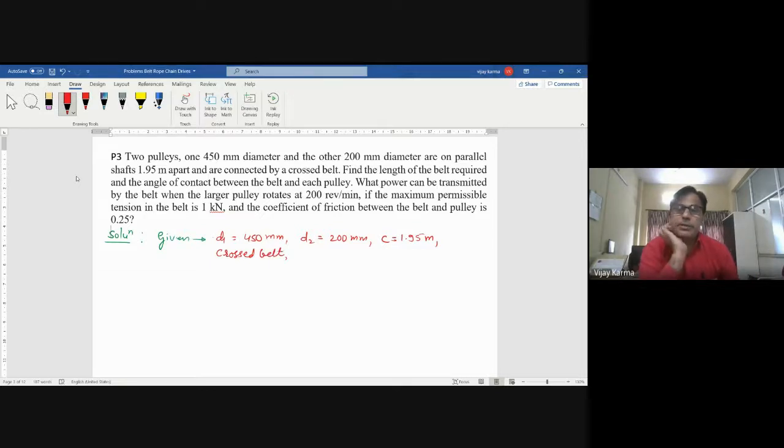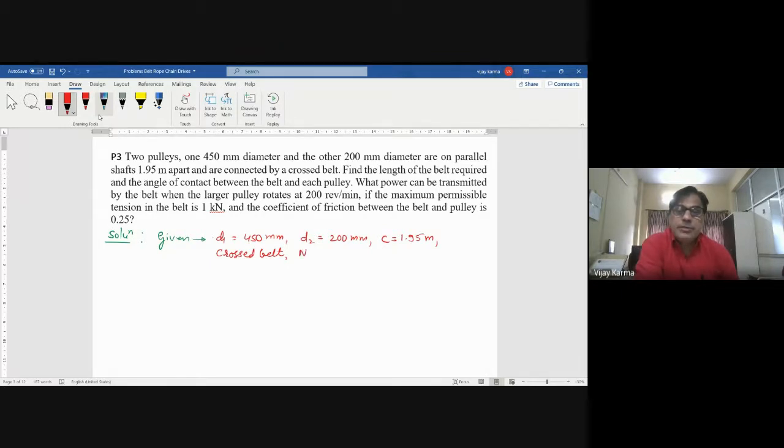So one thing, find the length of the belt required and the angle of contact between the belt and the pulley. So we have to find this length of the belt. Find the length of the belt required and the angle of contact between the belt and each pulley. What power can be transmitted by the belt when the larger pulley rotates at 200 rpm?